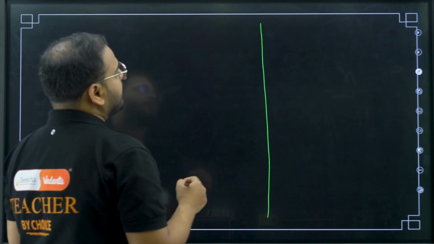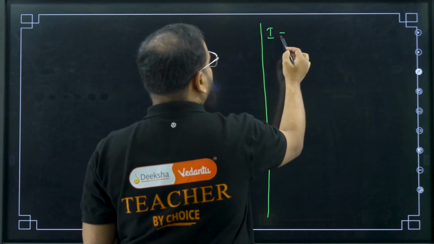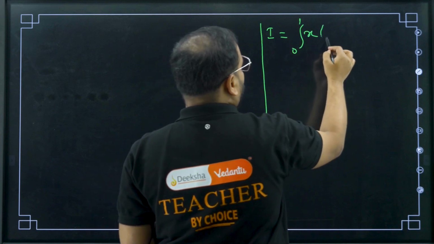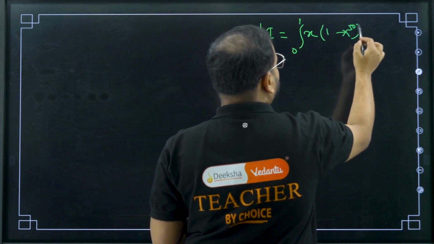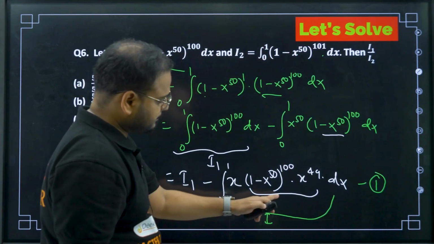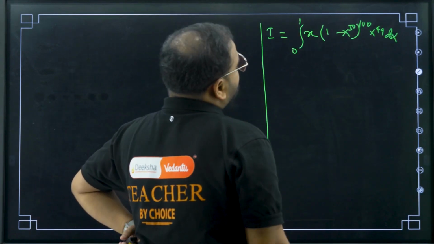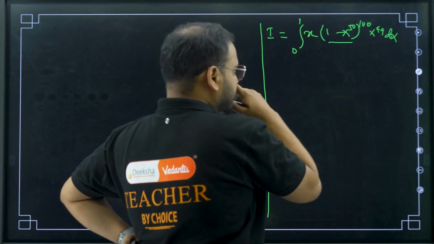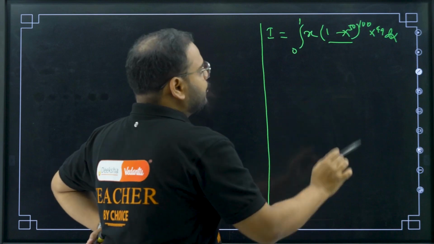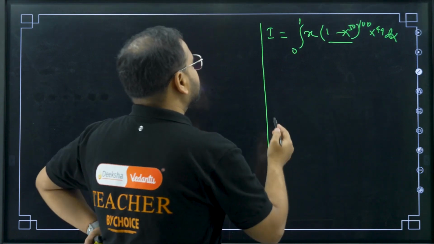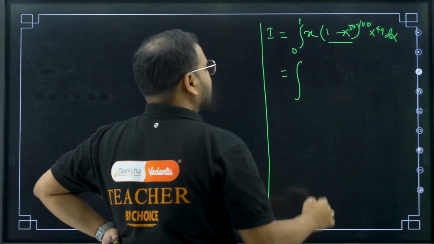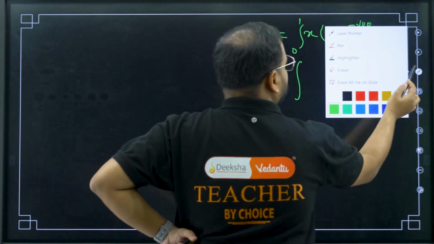Have a look. My I is simply the integration from 0 to 1 of x times (1 minus x power 50) to power 100 times x power 49 dx. There. Now what am I going to do next? I'll assume this part to be what? Basically I'm trying to use by parts, so remember this from by parts. I can write this as x as it is, x as it is. So this will not be an integration sign.